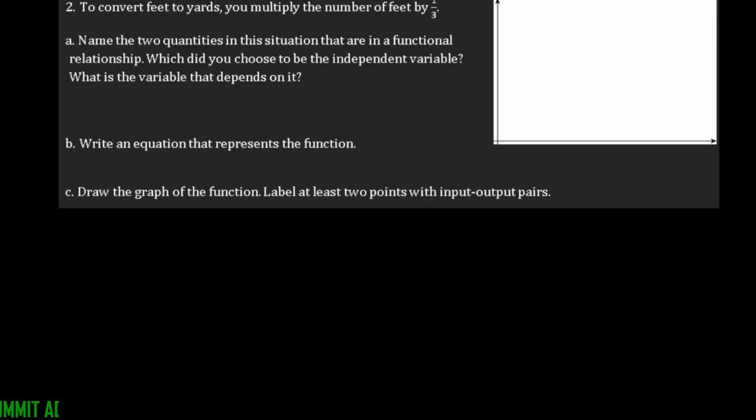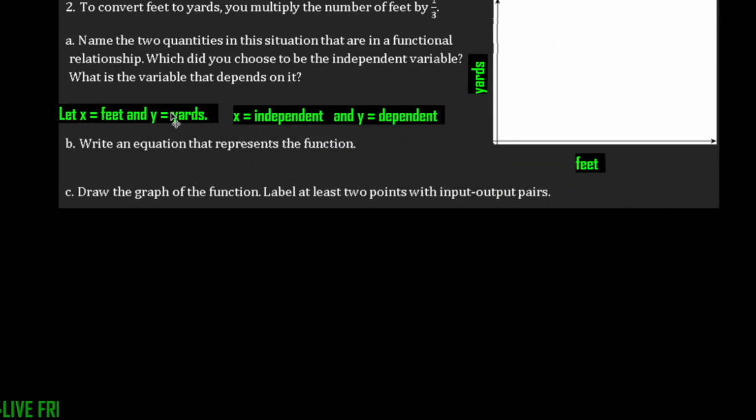So let's set it up. Let's label our axes. Same kind of idea. The y-axis is going to be yards, and the feet is going to be the x-axis. That means if we let x be the feet and y equal yards, x is going to be the independent variable, like normal, and y is going to be the dependent, like normal. And when we have to write the equation, we can say y equals x divided by 3.